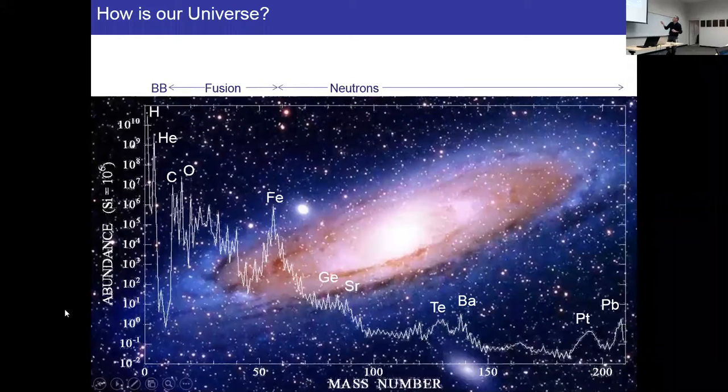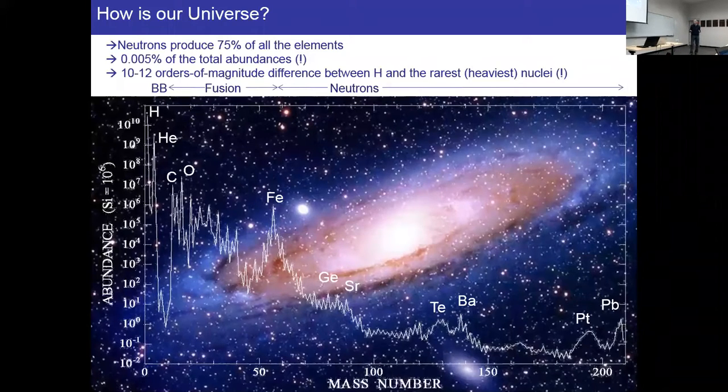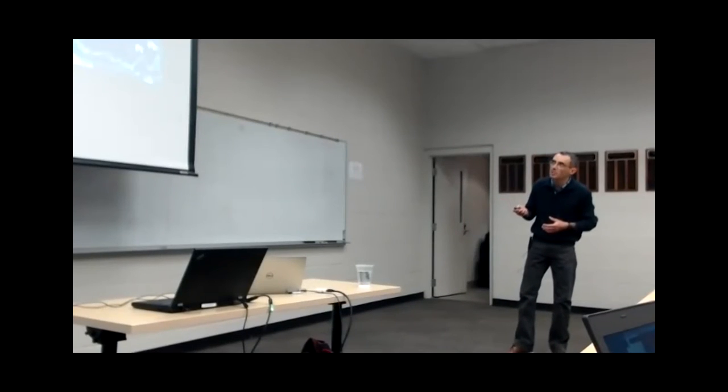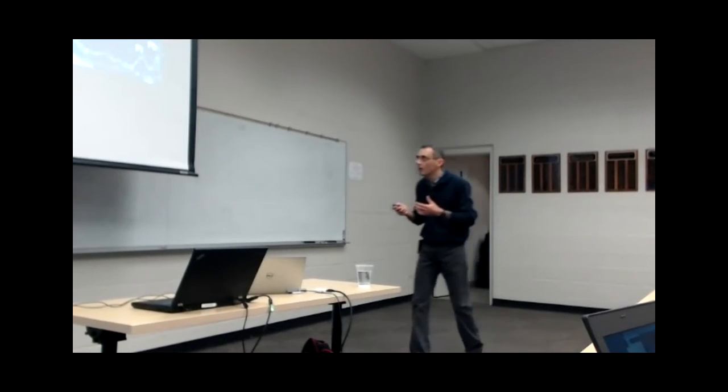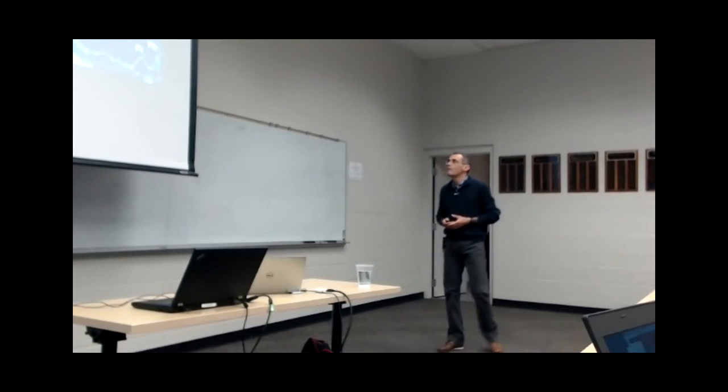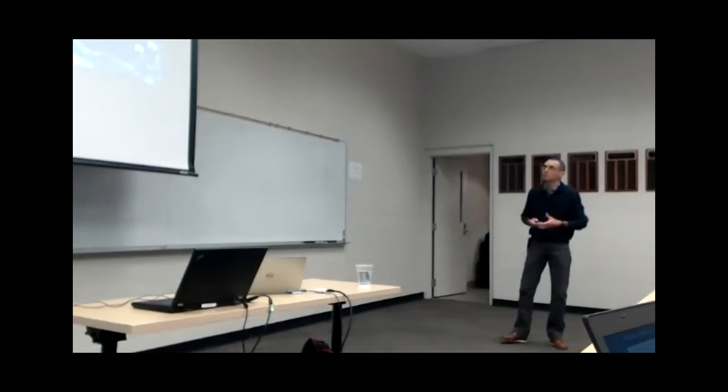So the first point is that neutrons are actually responsible for 75% of the periodic table, which is amazing. I mean, this is a huge variety of nuclei that we have in our environment thanks to neutron-induced reactions, whether they are from high neutron density conditions or low neutron density conditions, but they are producing actually all the elements which are heavier than iron. Still, notice here the logarithmic scale. There are 10 to 12 orders of magnitude between the most abundant nuclei and the heavy nuclei. So these heavy elements are something still very rare and still a precious piece of information.